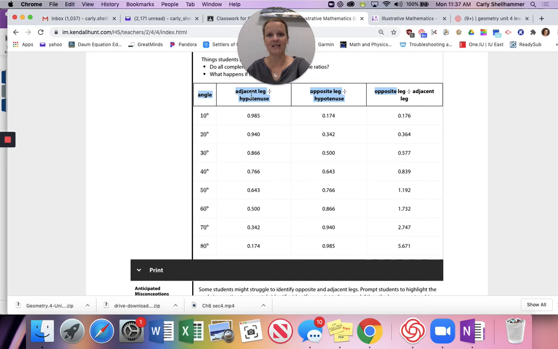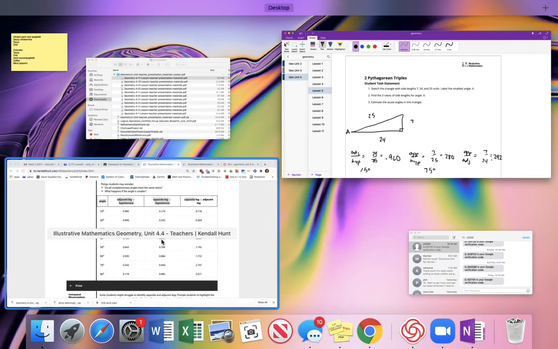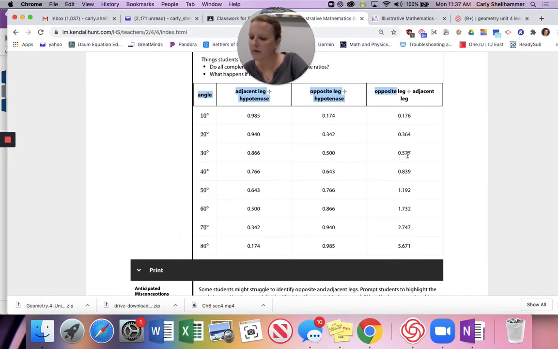Okay, so adjacent over hypotenuse for 75 degrees will be the same as opposite over hypotenuse for 15 degrees, because 75 plus 15 is 90. So this one's going to be about 75 degrees. And that one, opposite over adjacent, let's go look at that. It was 0.292, which works out right there. If I look at the 75 degrees, I can do 1 over 0.292, and I get 3.43, which is here. Okay, because those are reciprocals.